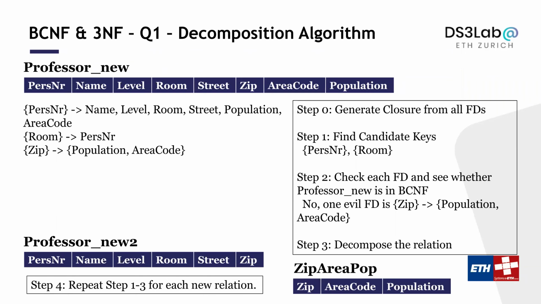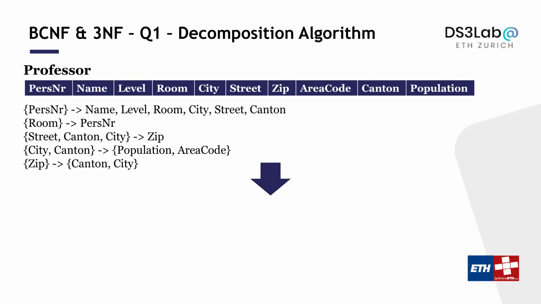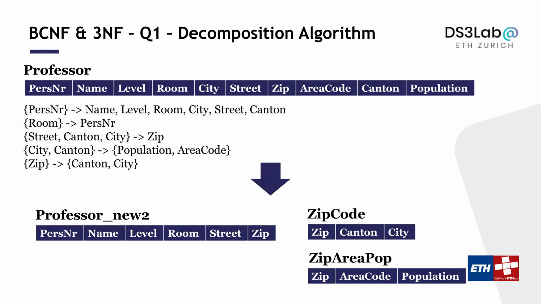Then I repeat this for every single new relation, and then I can check. If you do this type of decomposition, I can decompose this professor relation into three smaller relations, and you can check whether each one of them is in BCNF. In this case, they are, and then you have the result of your algorithm.